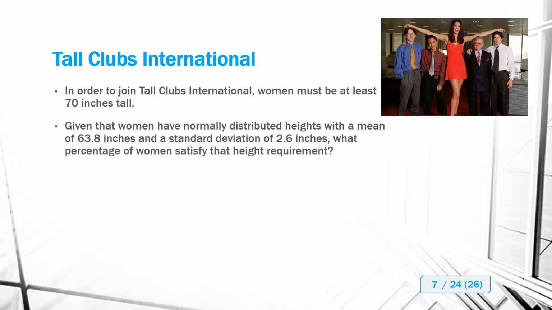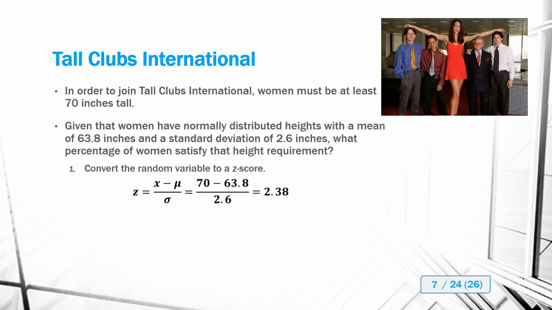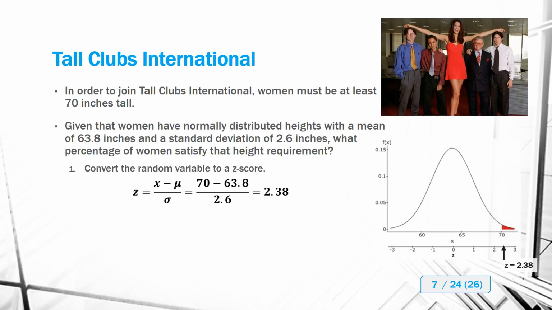All right, well, let's apply our procedure and see what the answer is. First, we're going to convert the random variable to a z-score. We do that with our conversion equation. So z equals x minus mu over sigma. And we plug in what we know. So x is our random variable. That's the 70 inches. That's the requirement. Subtract out the mean of our distribution and then divide by the standard deviation. And we evaluate that expression and get 2.38. So this is our z-score that corresponds with our random variable.